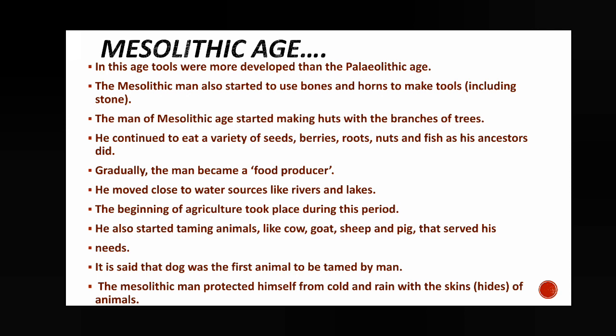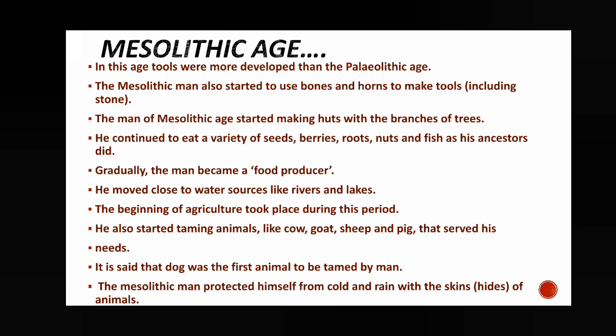Clear? Gathering means just collection, not producing anything. But food producer means using the natural products but converting them into a new type of product. That is the difference. So in Mesolithic age we started to do crop cultivation or agricultural activity. And as we know, agricultural activity means we need water.